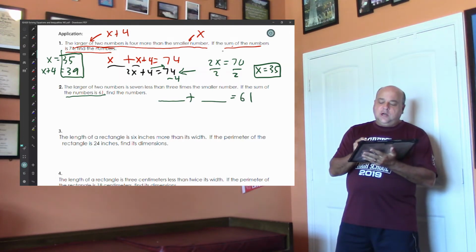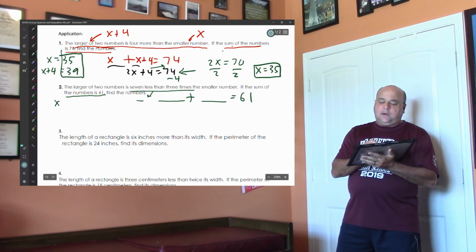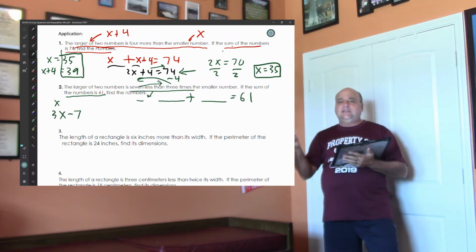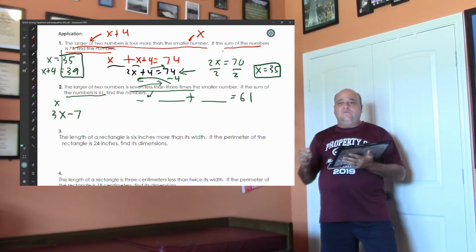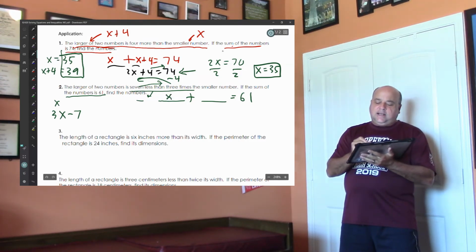Okay, now then the larger number, we're going to let x equal the small number. The larger number is 7 less than 3 times. So less than means I got to subtract, but I got to flip, don't I? So the larger number will be 3x minus 7. So you're going to make the less than 7 and flip it around. If you don't flip it, it will be wrong. Okay, so my smaller number's x, and my bigger number's 3x minus 7.